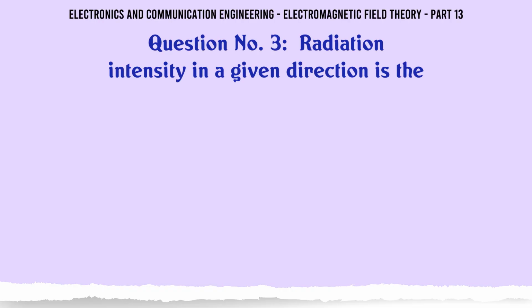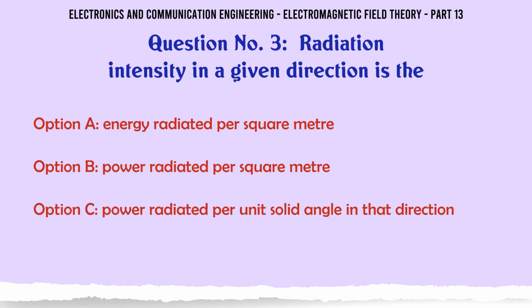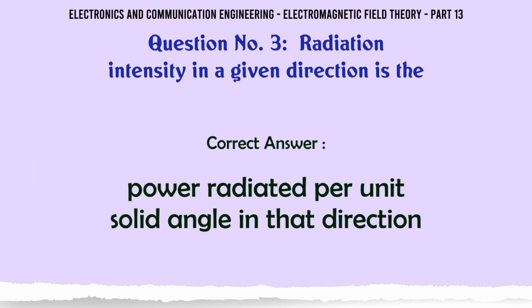Radiation intensity in a given direction is the A: energy radiated per square meter, B: power radiated per square meter, C: power radiated per unit solid angle in that direction, D: none of the above. The correct answer is power radiated per unit solid angle in that direction.